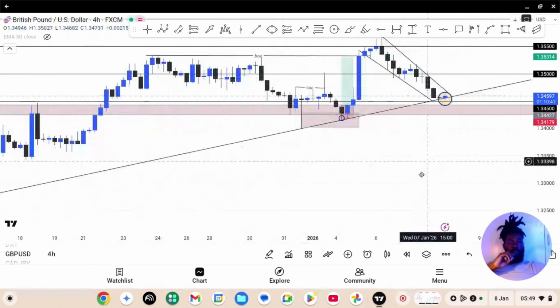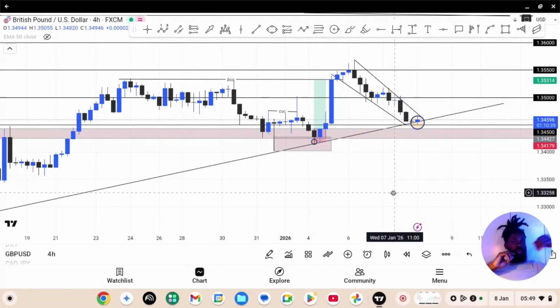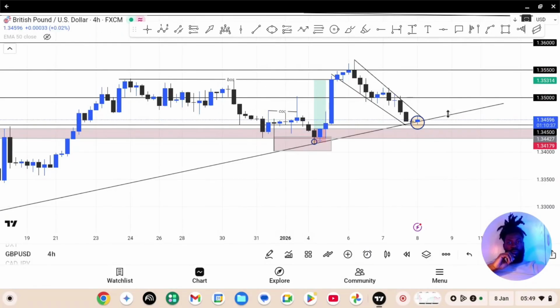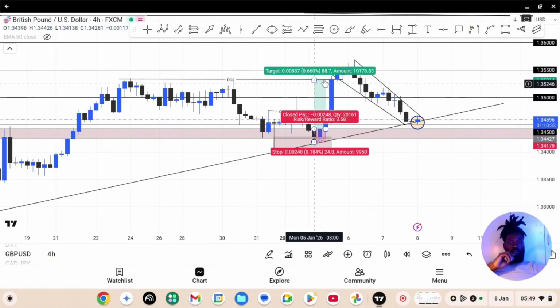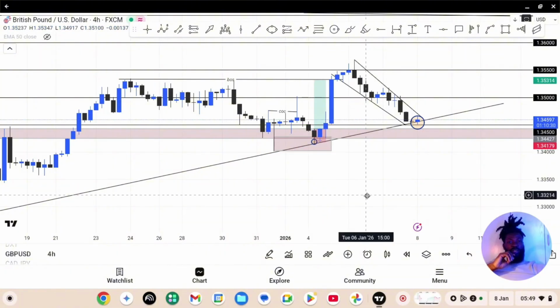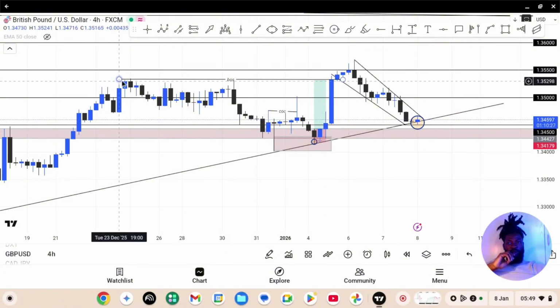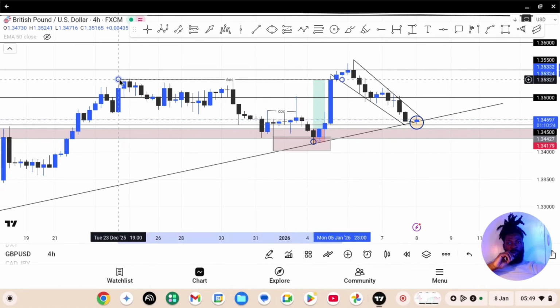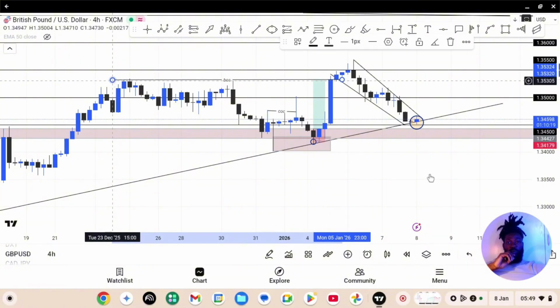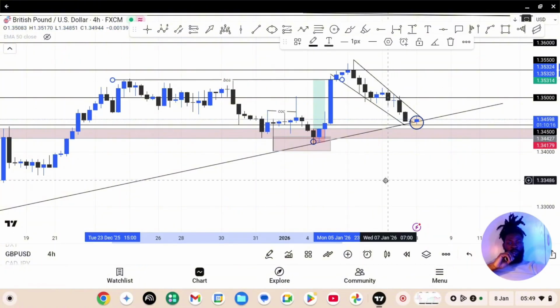Look at what the market did here. We have a break of structure here. This break of structure is one thing that confirms it's an uptrend. Look at it here. This break of structure is what confirms it as an uptrend.